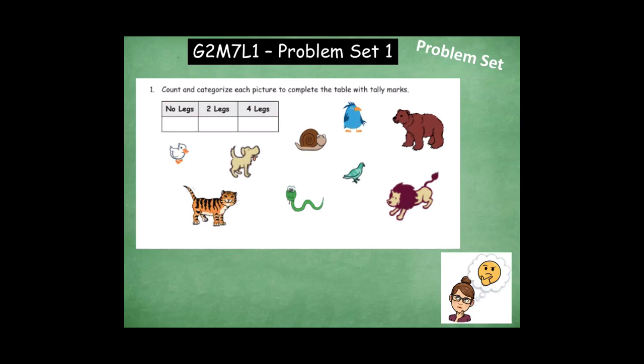Please press start on the video when you're finished completing the task. The task is to count and categorize each picture to complete the table with tally marks. So again, find out how many animals have 2 legs, no legs, and 4 legs. Press play when you're ready to go.